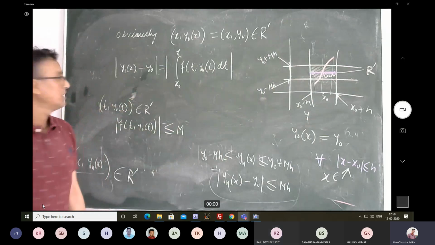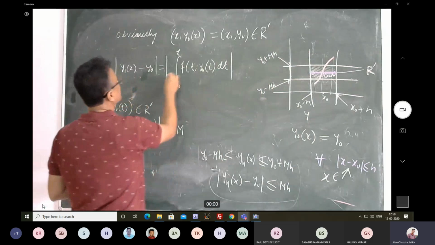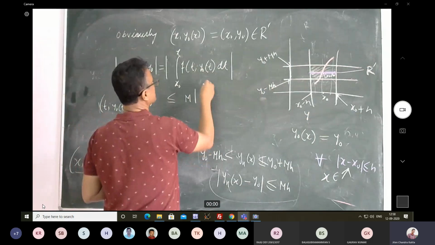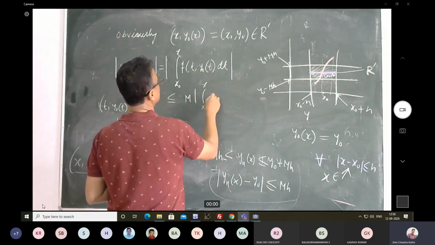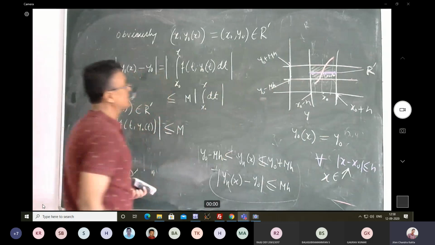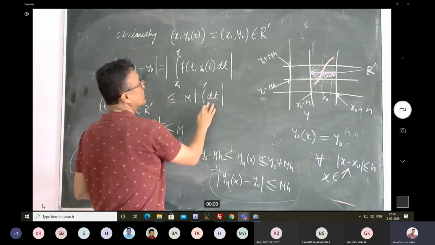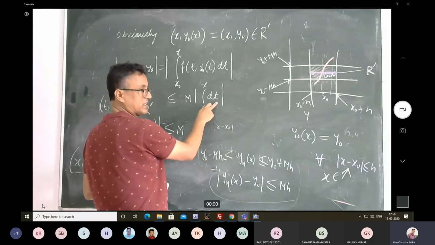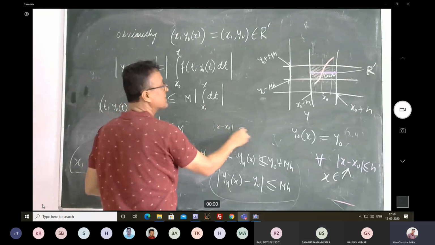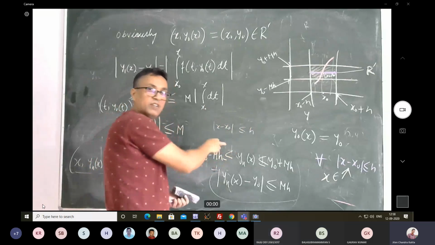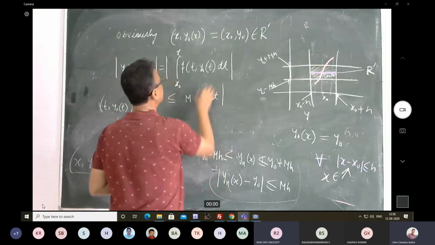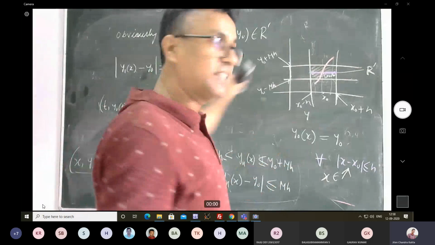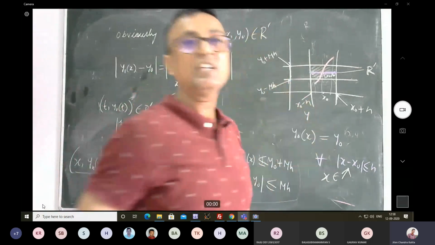So from here, what I can say is that this is less than or equal to m, and I'm going to write this only once, so that it is easier for you to follow. See, this is going to give me x minus x naught, if I integrate it, and that is less than or equal to h, because my original interval for x is this. So from here I can simply write it like this. Although I am writing this in only two steps, the inner steps were there.